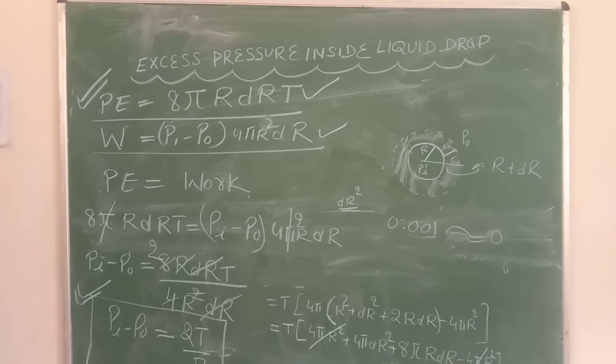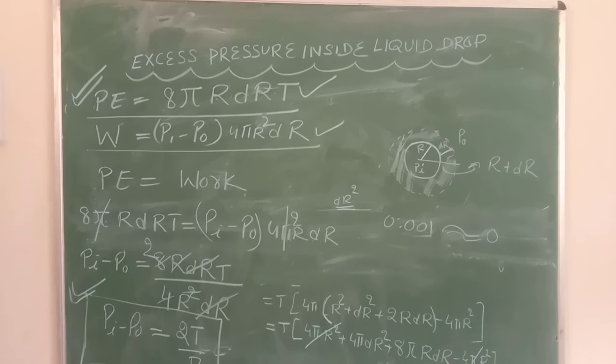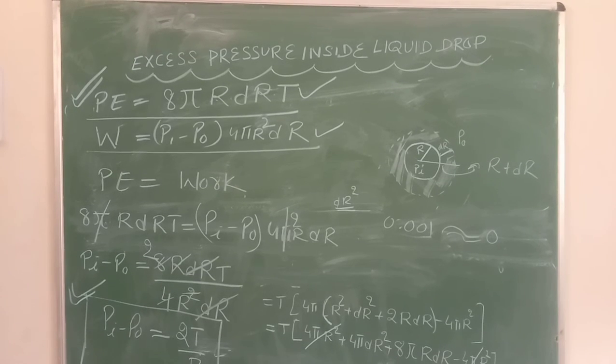Whenever you calculate the pressure inside a liquid bubble, you have to multiply your final expression by 2, because in a liquid bubble there are 2 free surfaces.